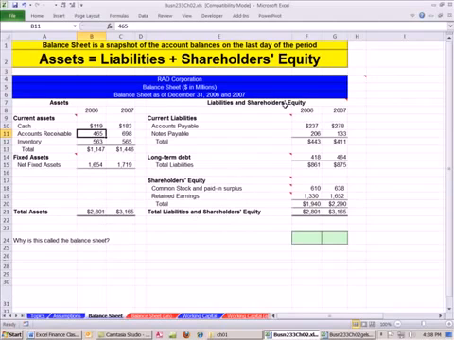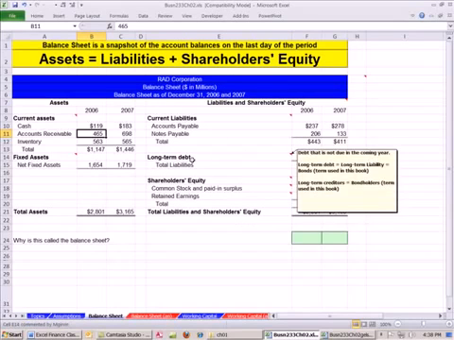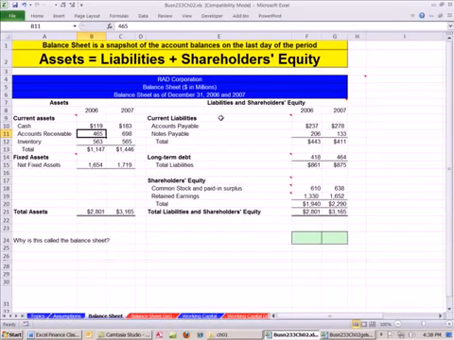Liabilities and equity. These are the sources of funds for the assets we buy. We either go out and get debt, current liabilities or long-term debt, or we issue equity to get our funds, which means our cash we're going to use to buy our assets.